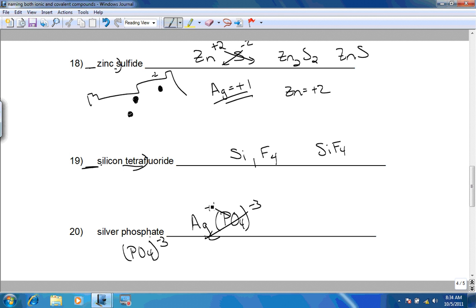So we crisscross outside of the parentheses, and it becomes Ag3(PO4)1, or simply Ag3PO4. And that is the end of this worksheet.